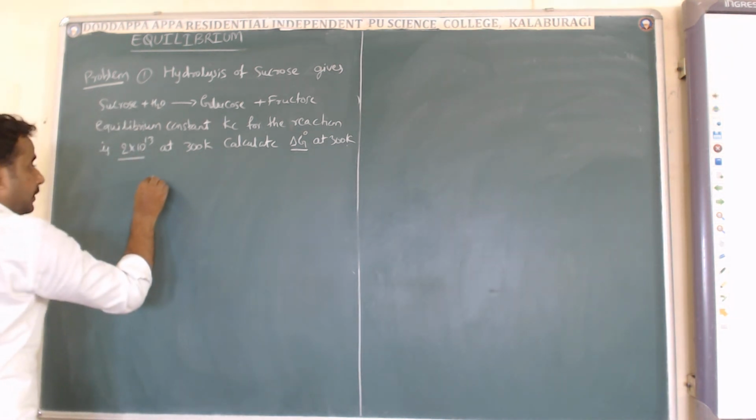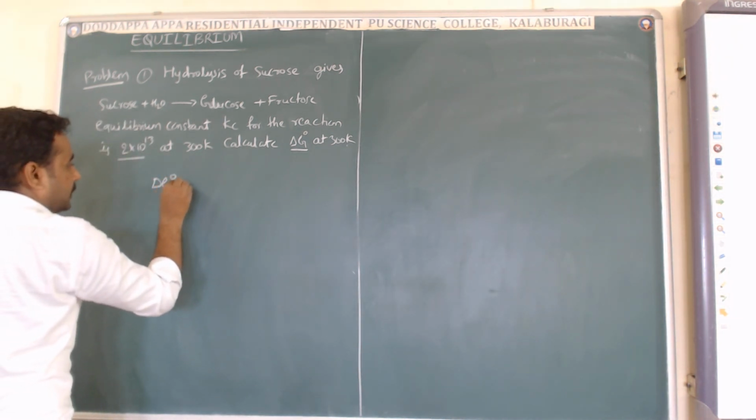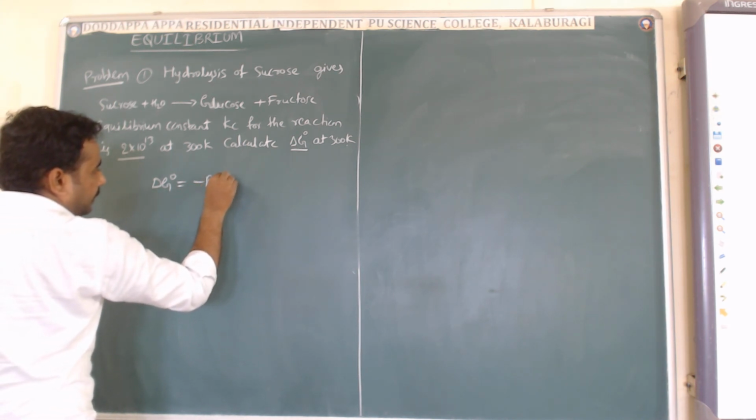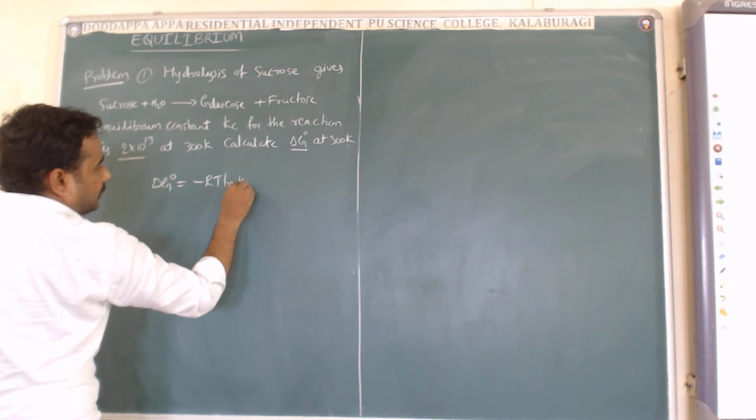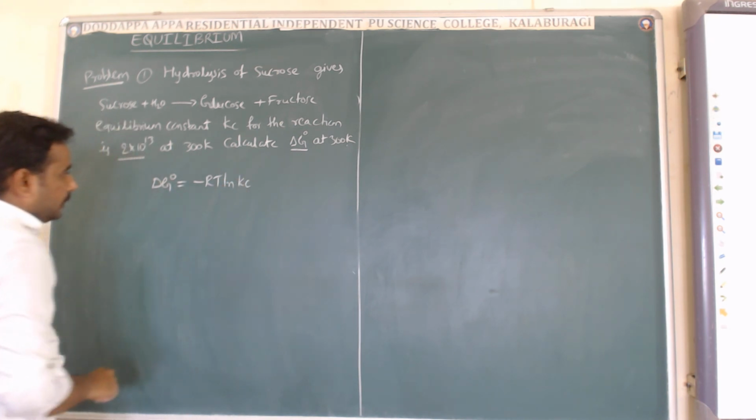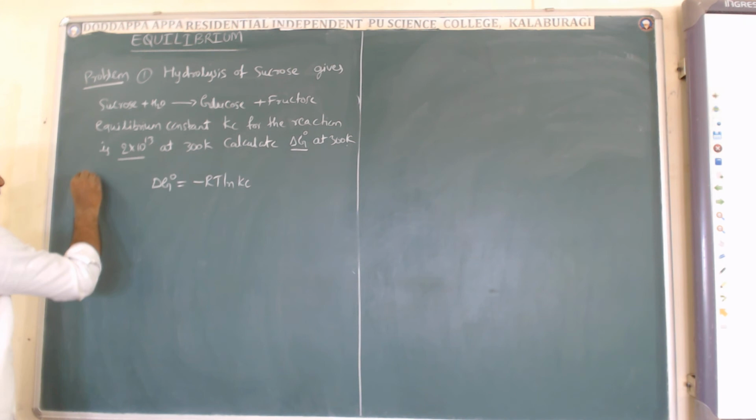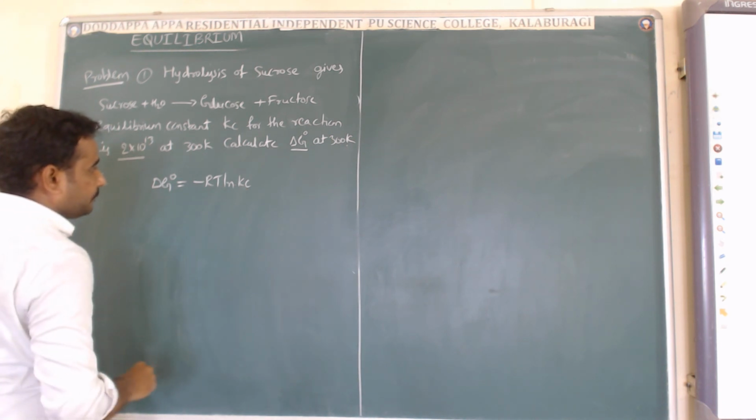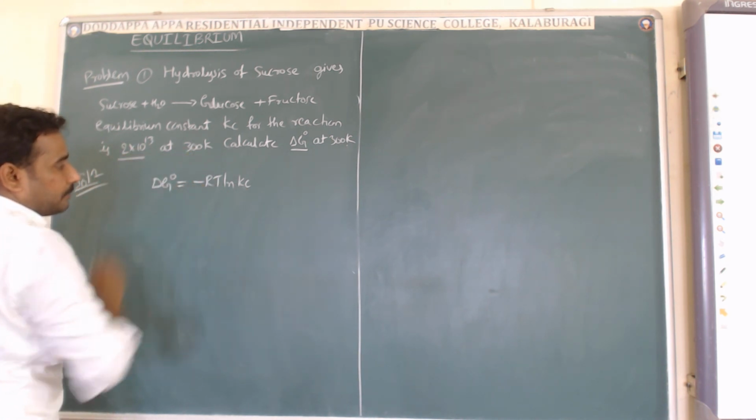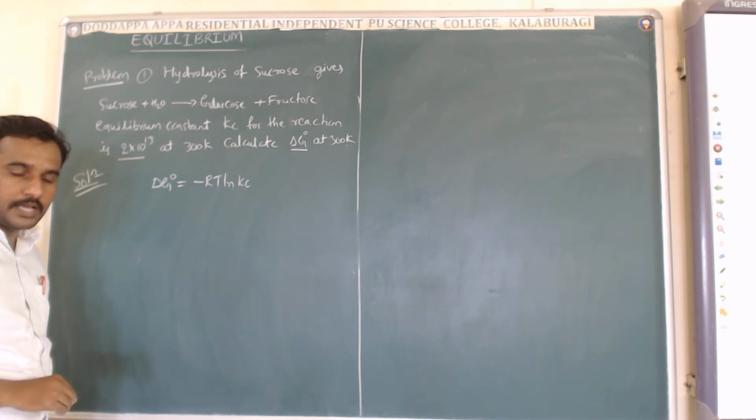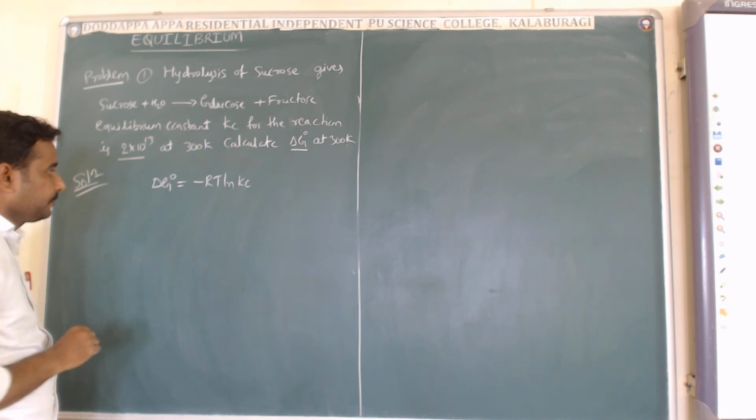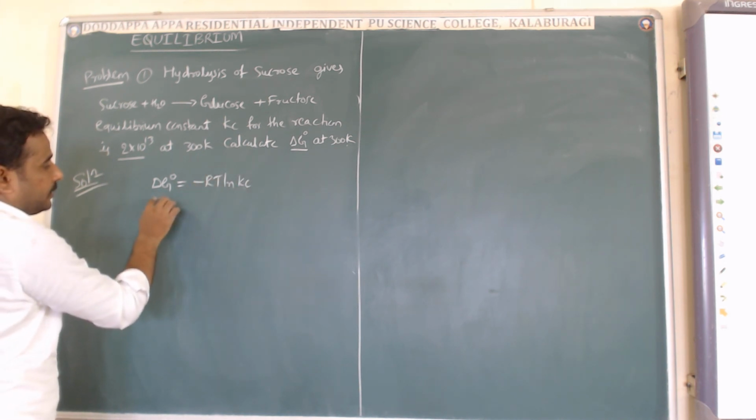What is the formula? Delta G naught is equal to minus RT ln Kc. Write down the solution: delta G naught is equal to minus RT ln Kc. They have given the Kc value and the temperature. The R value, the gas constant, is 0.0831. Then if you fill that in, you get the answer.